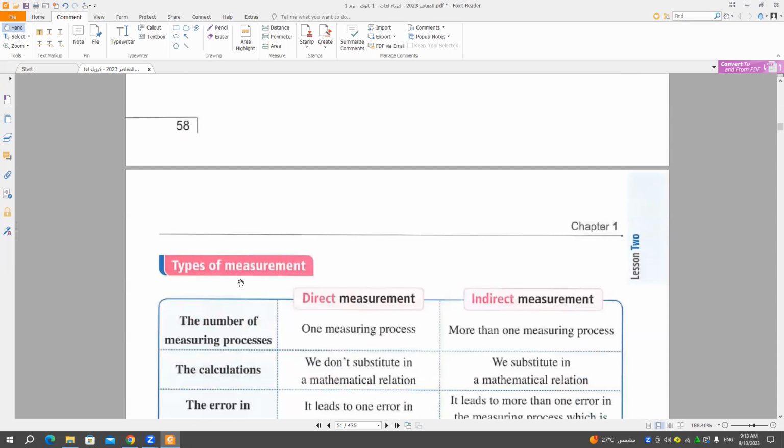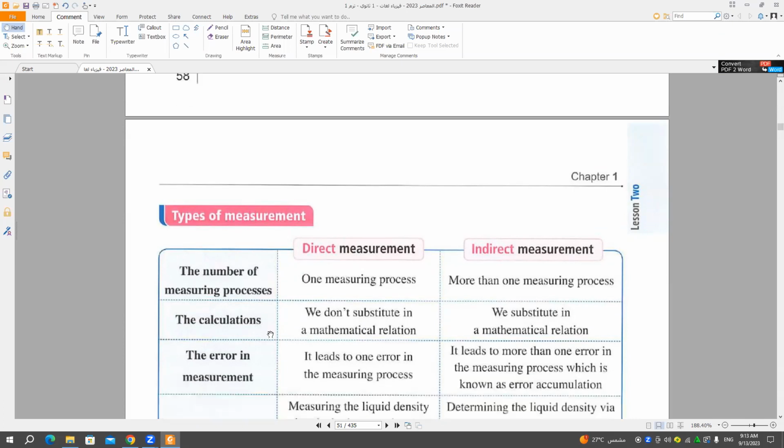What is the type of measurement? The first type of measurement may be direct or indirect. Direct measurement, for example, if you want to measure the density of a material, you must get the mass of the material and the volume and use your calculator. Mass over volume equals the density. Direct measurement is one step or one process, without any mathematical relation.